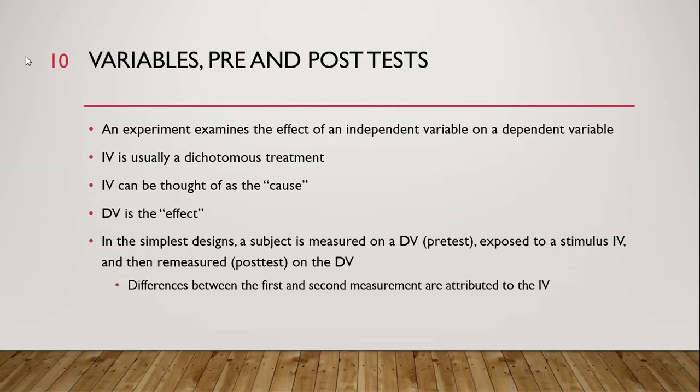So the simplest design, a subject is measured on some kind of a dependent variable. That's the pretest. They're then exposed to the independent variable. Okay, and then they're remeasured once again on the dependent variable, or the post-test, to see if there was an effect. And if there are differences between the first and second measurement, then we attribute those usually to the independent variable, and then we can say that the independent variable was effective and that it did perform the way it should in this cause and effect relationship.